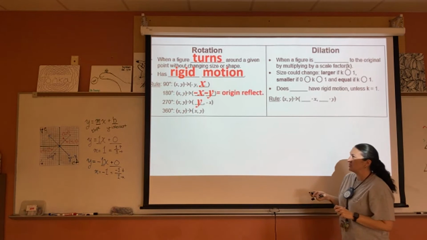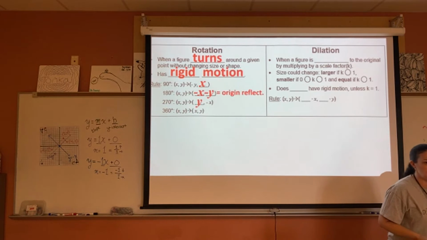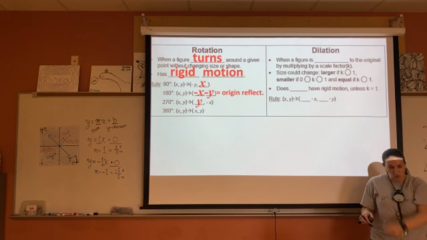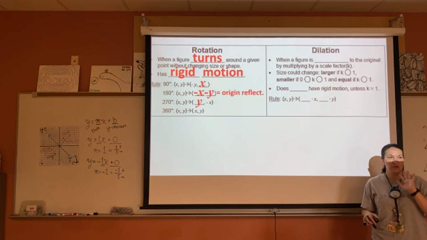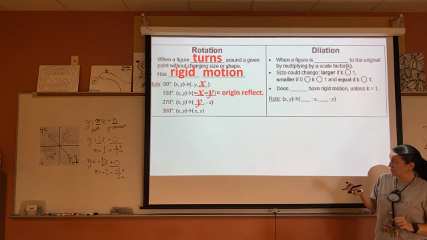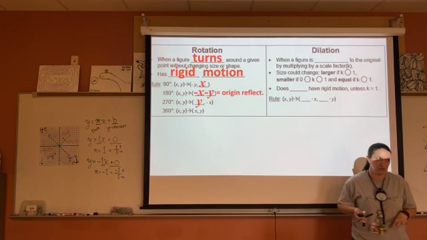And then the last one, 360. A 360 rotation is always going to put your image right back where it started, point by point. We'll end up exactly where it started. So anytime you see a 360-degree rotation, it always goes exactly back to where it started. So it maps onto itself. It's right back where the original location was. Okay, so that covers all of the rigid motion transformations.